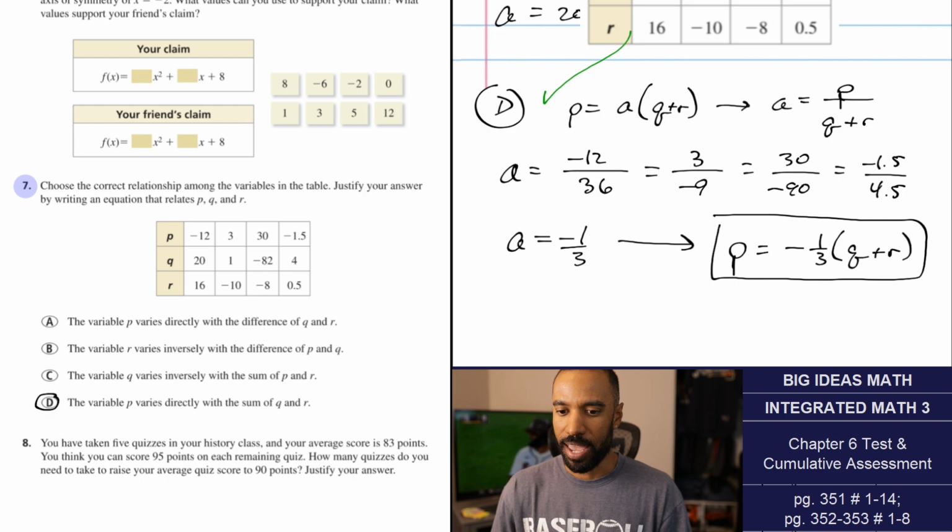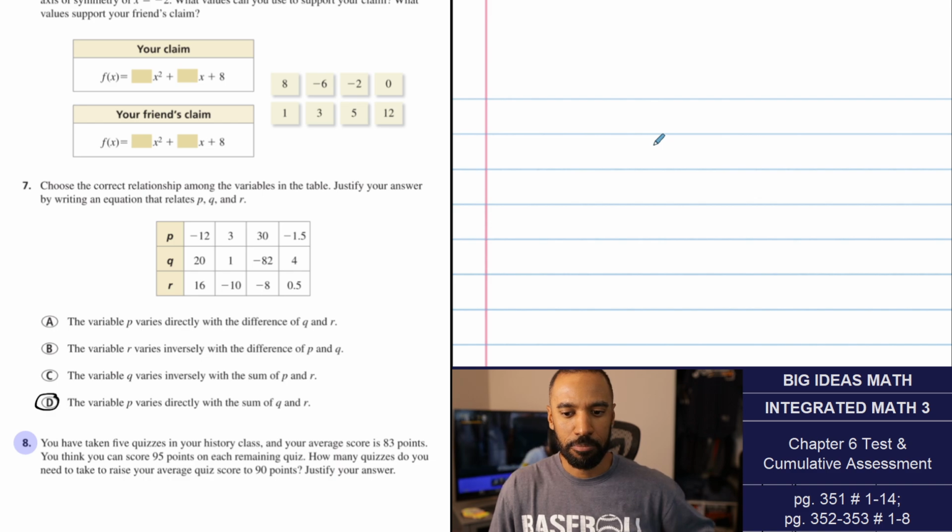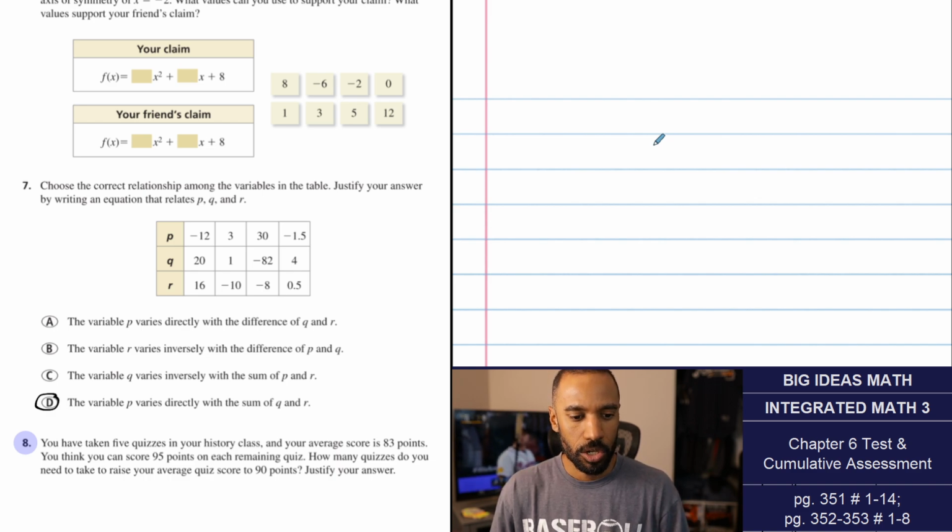Last question, number 8. You have taken 5 quizzes in your history class, and your average score is 83 points. You think you can score 95 points on each remaining quiz. How many quizzes do you need to take to raise your average quiz score to 90 points? Justify your answer. This sounds like the last chapter. We had something with this, I think, in section 6.5.